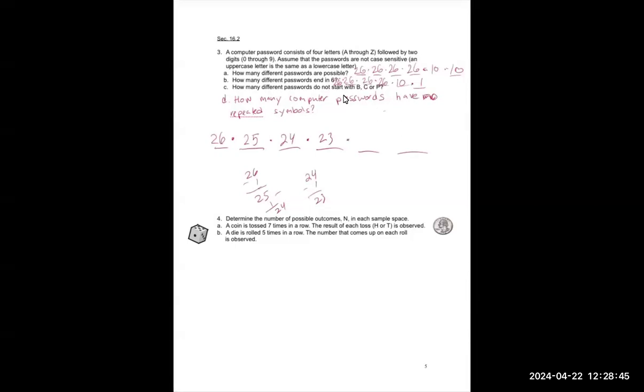Okay, now we get to the digits. So you have 10 choices for the first digit, but now you can't repeat the digit. So if you choose a one for your first digit, you have to choose 0, 2, 3, 4, 5, 6, 7, 8, or 9 for the second digit. That leaves you with 9 choices for your second digit. So this is the number of passwords that do not have any repeated symbols. You'd have to multiply together 26 times 25 times 24 times 23 times 10 times 9 in your calculator, but that would be your answer. All right.